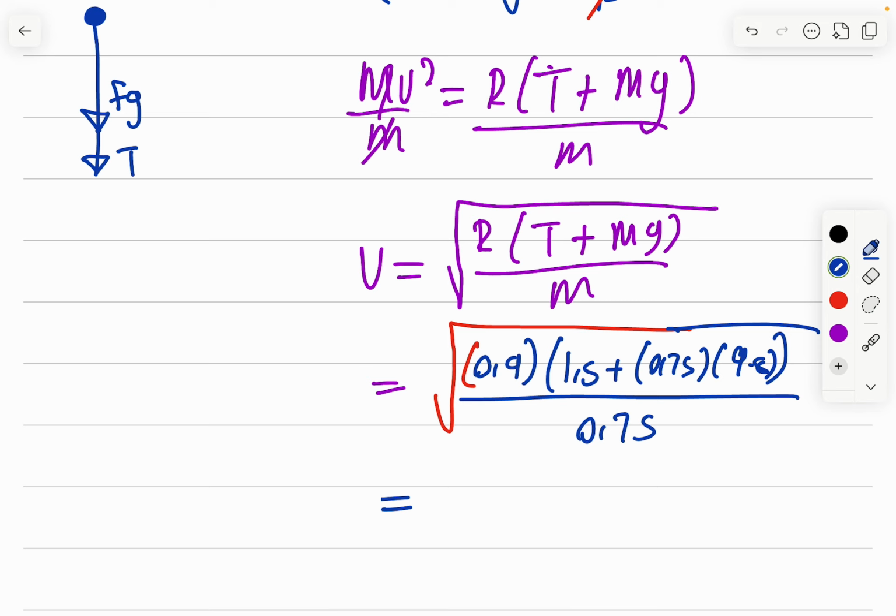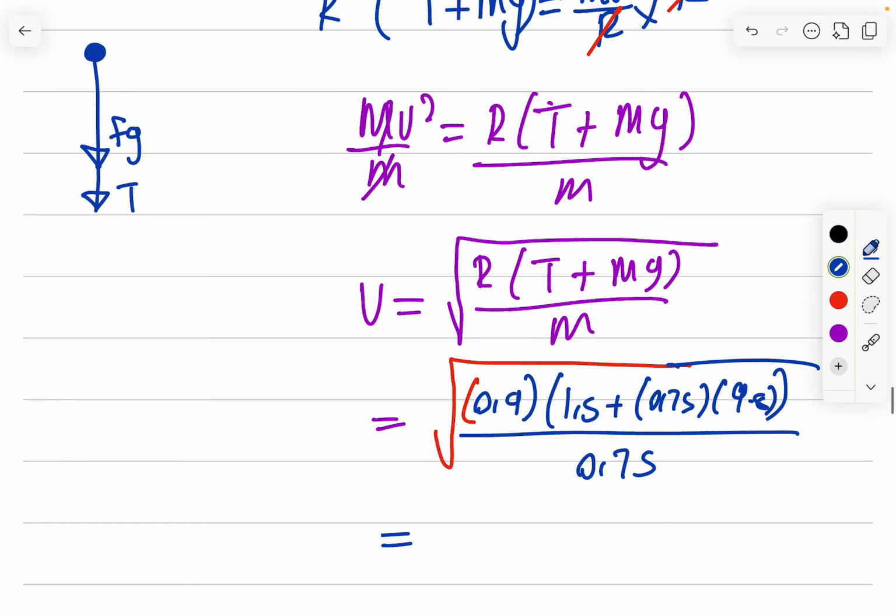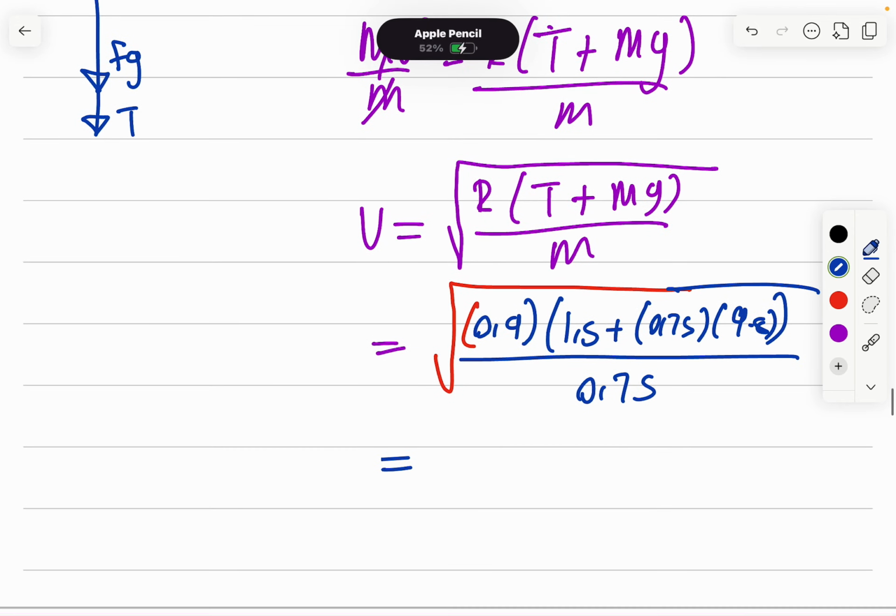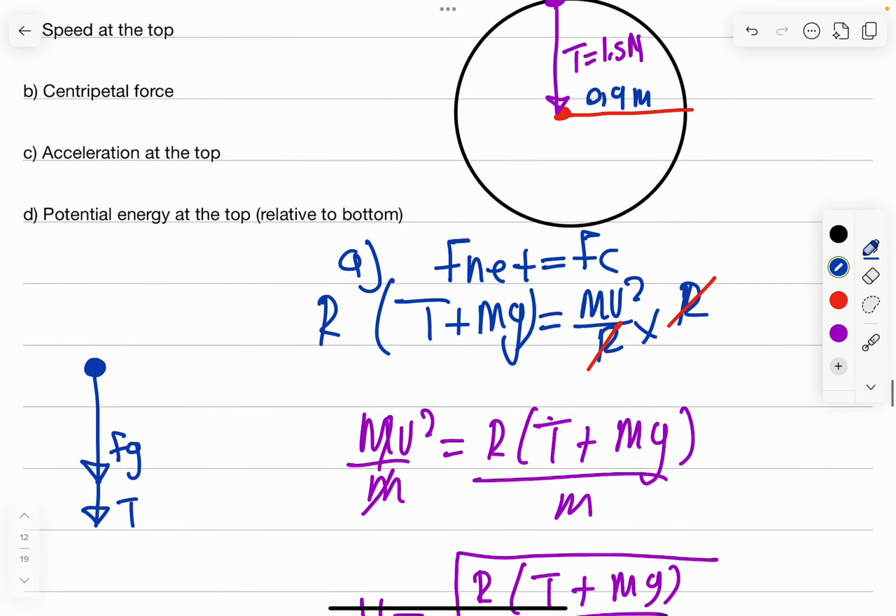Let me see, I left the brackets here. The answer is going to be 3.25 meters per second. So we're going to have 3.26 actually. 3.26 meters per second. Understand?